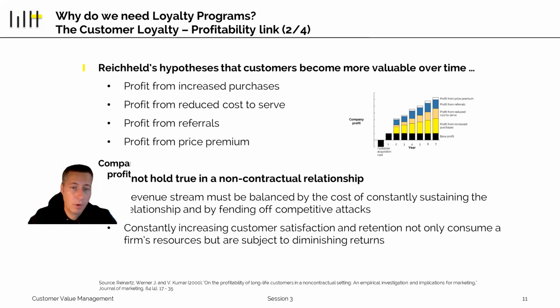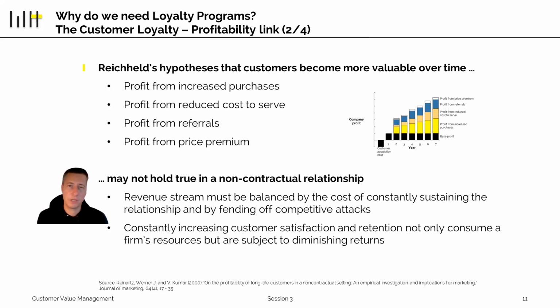Now, the problem with this article is that essentially it says that customers become more valuable over time. It's the same as with the service profit chain. It's true on average. But if you think about it, there are actually reasons to believe that this may not be true. In order to keep the customer around for such a long time, you constantly need to support the relationship. And specifically, you constantly need to fight against competition. So this revenue stream that you see needs to be balanced with the cost of constantly sustaining the relationship and fighting against competitors.